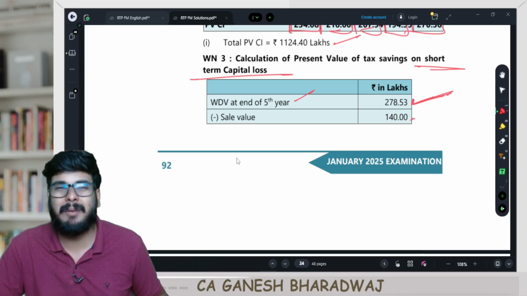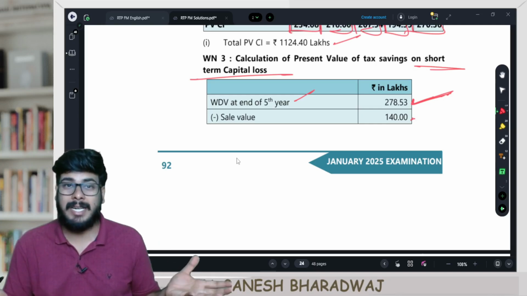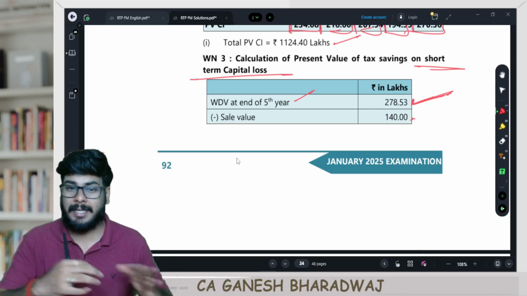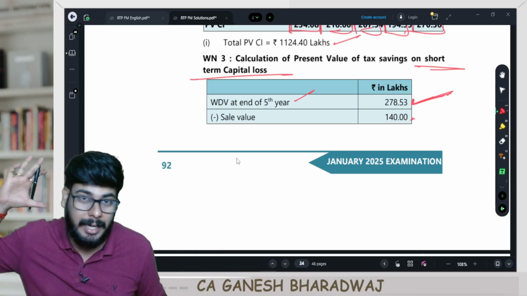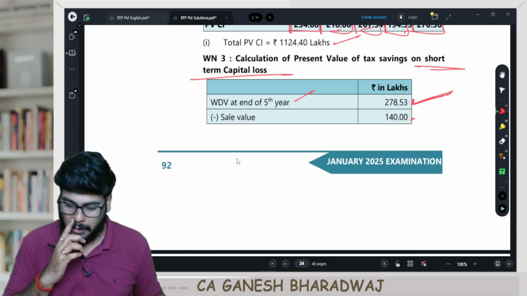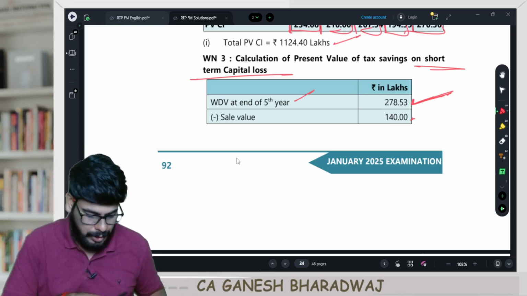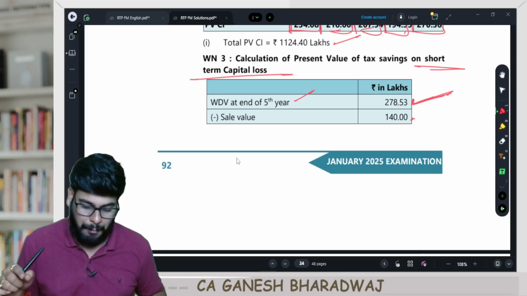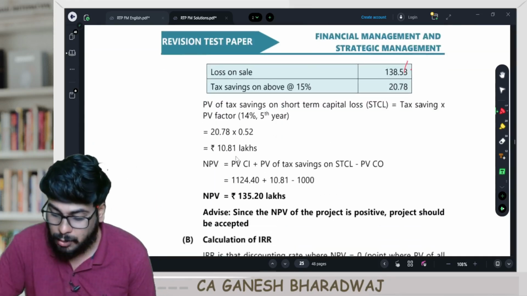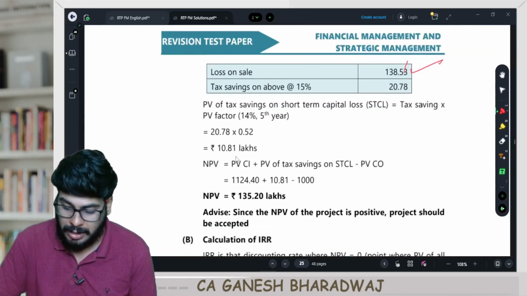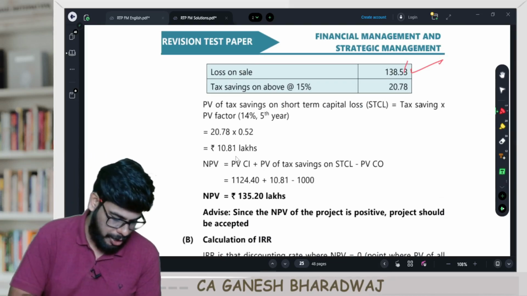278.53, which they were able to sell it only at 140. And now, since there is only one asset in the block, it ceases to exist. So now what happens? I've taught you that capital gains will attract, right? So basically what will happen in this case, the difference between these two, 278.53 minus 140, you get 138.53. This is going to be a short-term capital loss on that tax savings of 0.15 percentage.